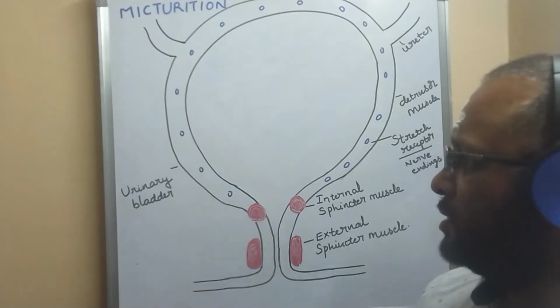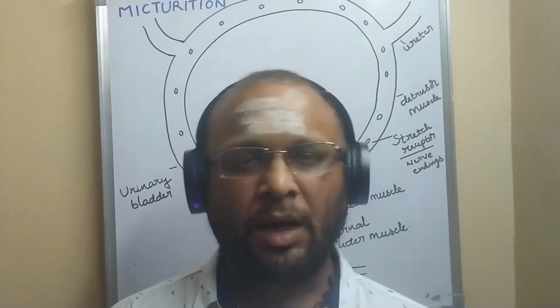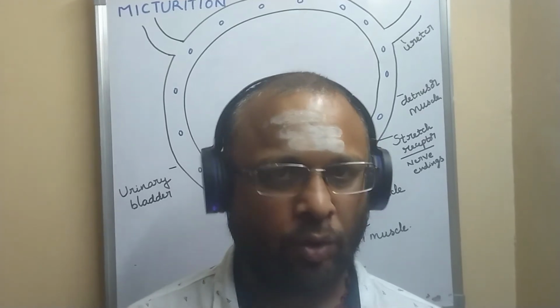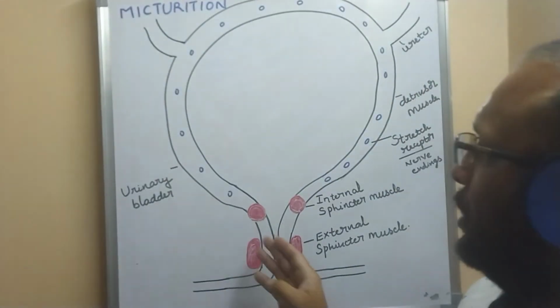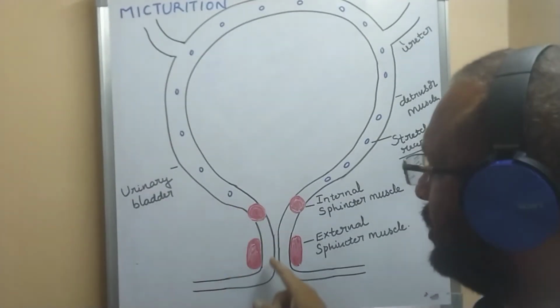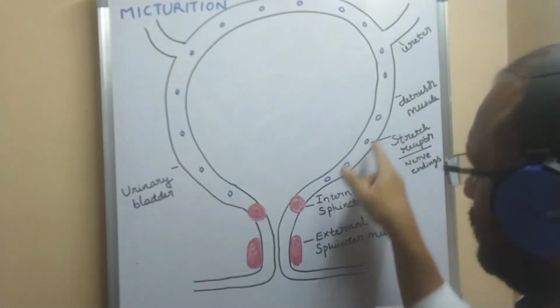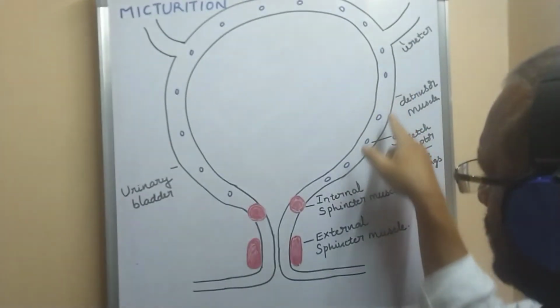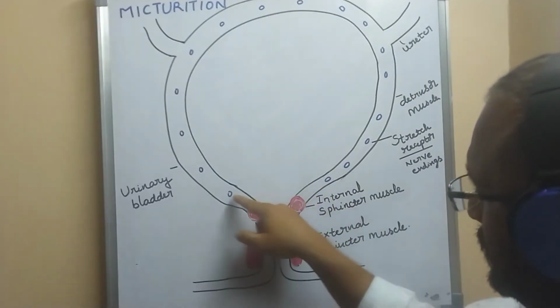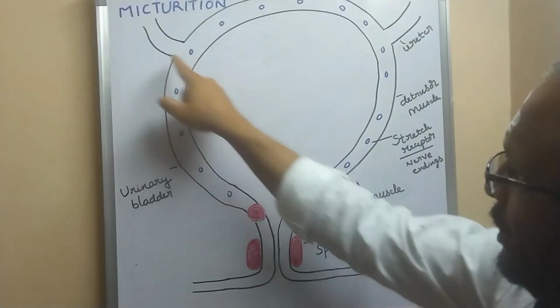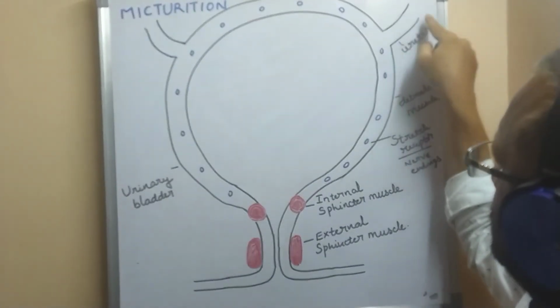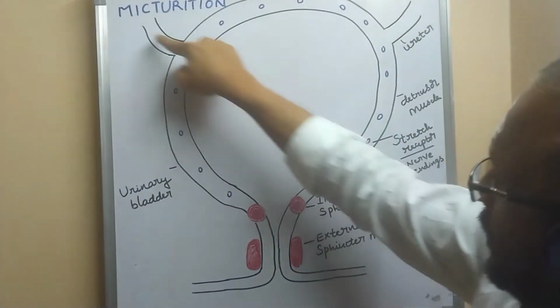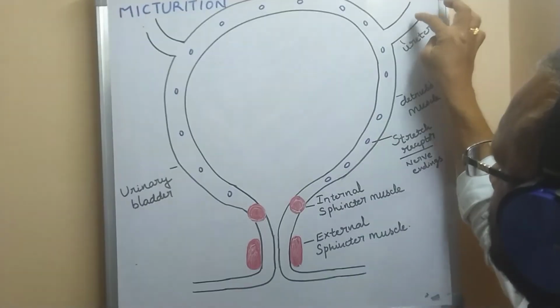So in this micturition, what is the process involved? What is the mechanism involved? We have to know. If you see here, this is the urinary bladder. First, I will explain some of this. Up to this is the urinary bladder. Here, this is the ureter. This is one ureter. This is the other ureter.